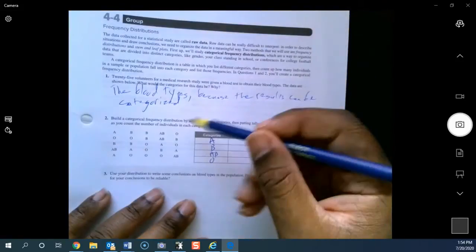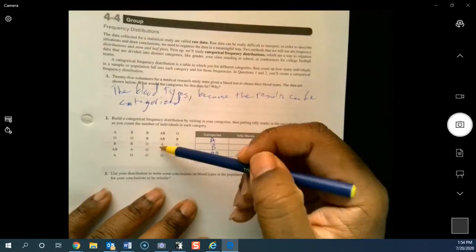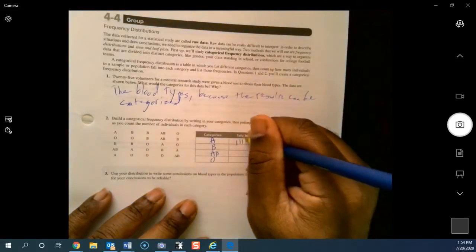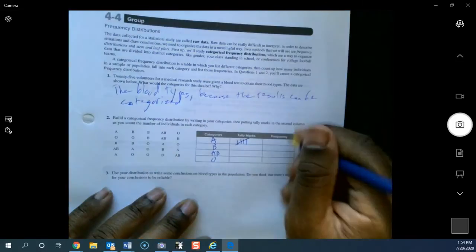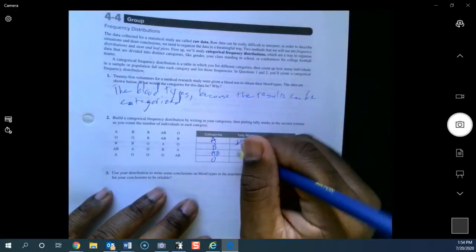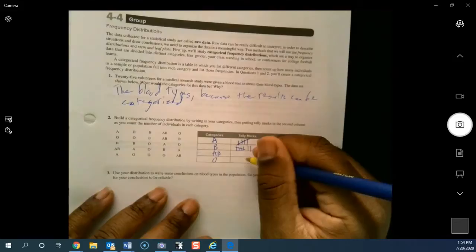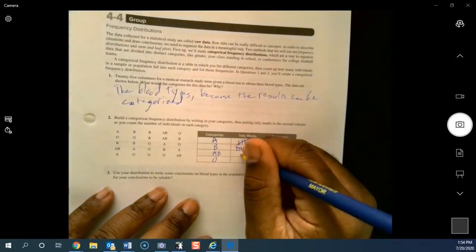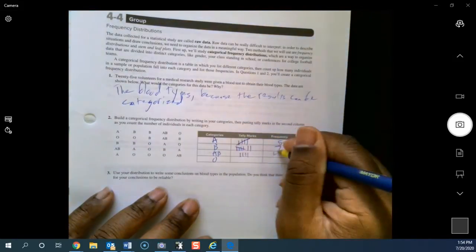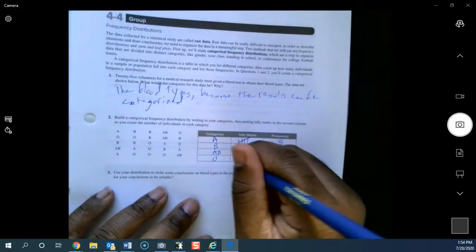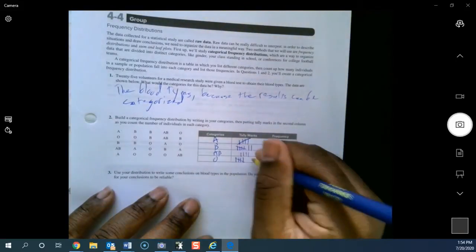Now, if you look here at A, if we count them up, there are 5 A types here. Then there's 7 B types. Then there are 4 AB types. And finally, there are 9 O types.